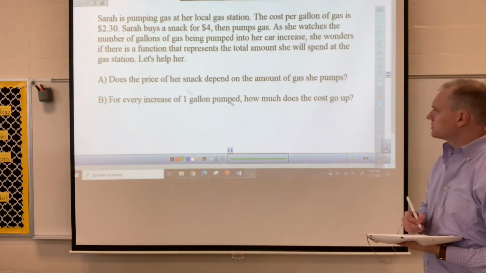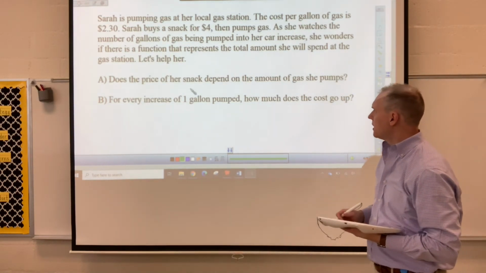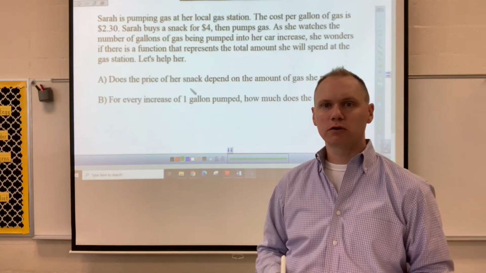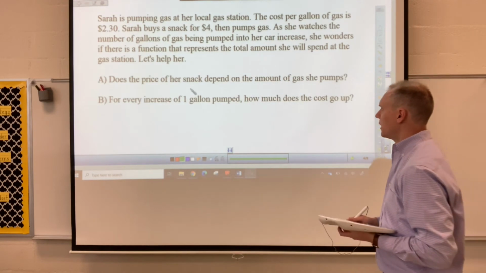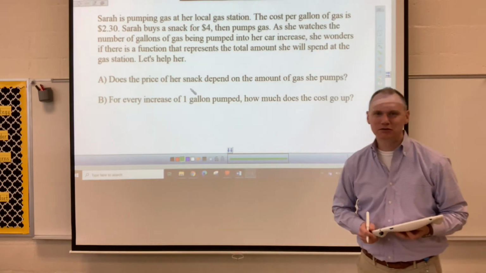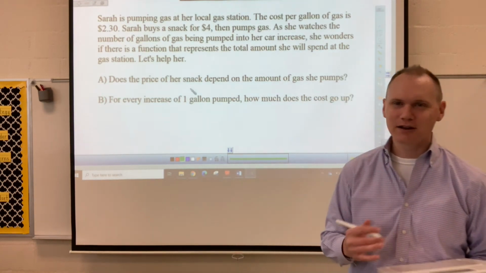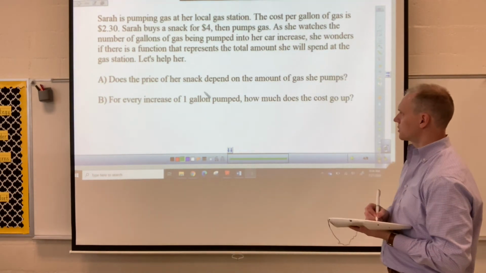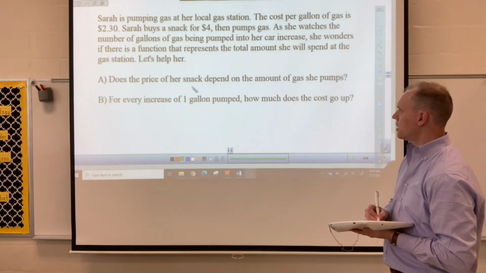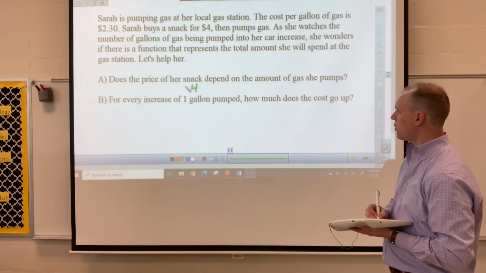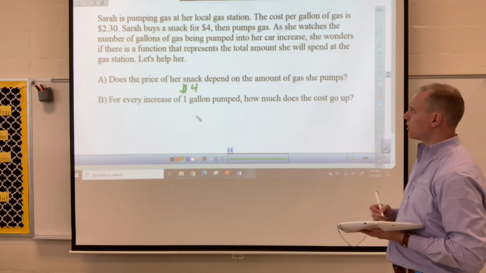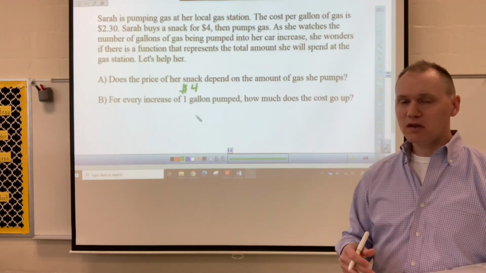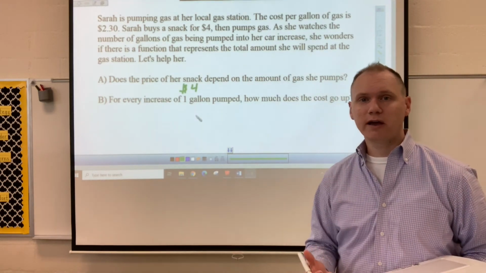Part A says, does the price of her snack depend on the amount of gas she pumps? Because that's what's changing, right? Is the amount of gas she pumps into her car. And obviously, the answer to that question is no, right? The price of her snack does not increase based on how much she pumps into her gas tank. So we're going to say no, and it will always be $4, no matter what. That's our constant. That's our starting value or initial value.